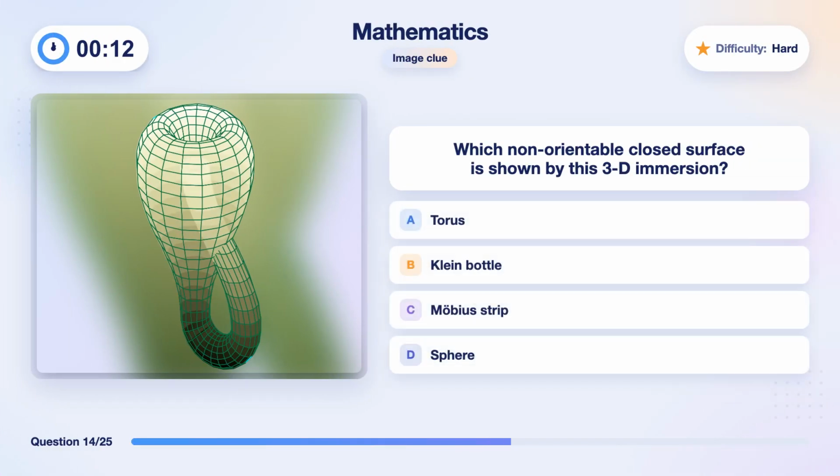Which non-orientable closed surface is shown by this 3D immersion? Take a look. A. Torus, B. Klein bottle, C. Möbius strip, D. Sphere. This one trips a lot of people. I'm counting 12 seconds.